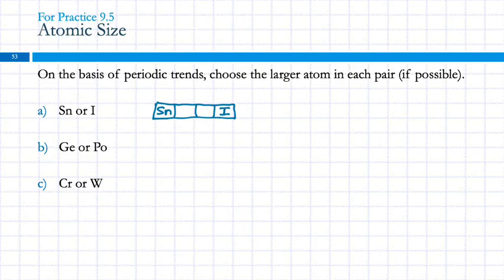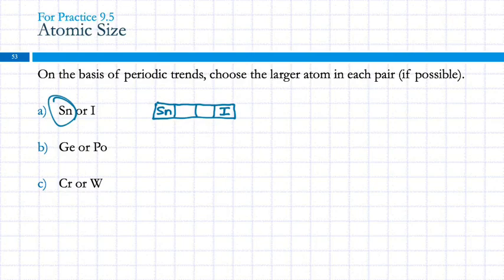So then we kind of talk to ourselves, and we say, well, what's the trend? When I go down a group, it gets bigger. That makes sense. When I go across, it was all that stuff about shielding and things, and what I remember is it's not what I expect. It gets smaller. I thought it should get bigger, but it gets smaller. So going across, iodine is smaller than tin, right? So it says choose the larger one. Tin's larger.